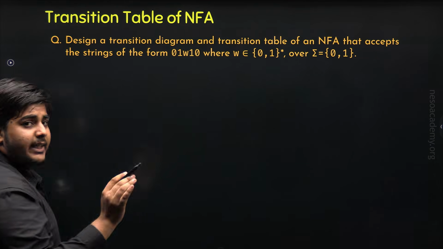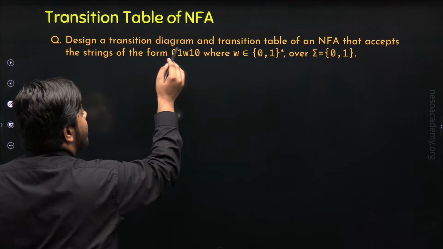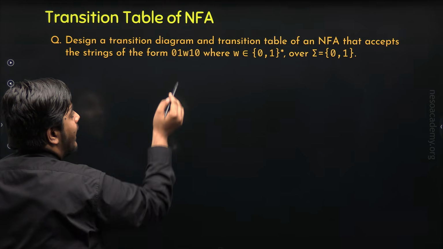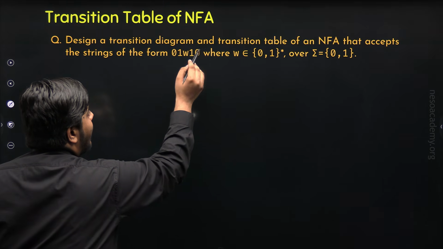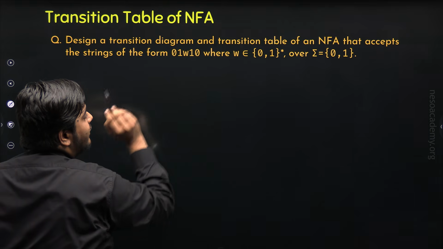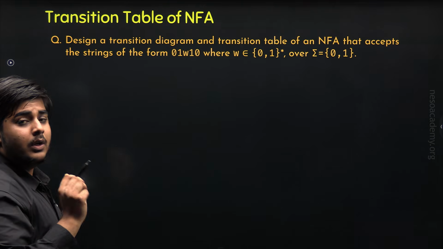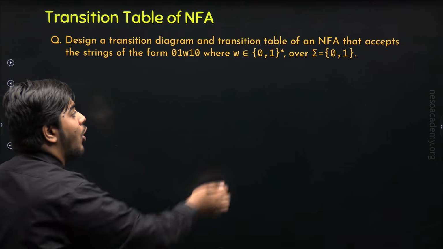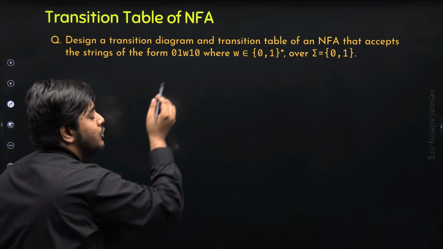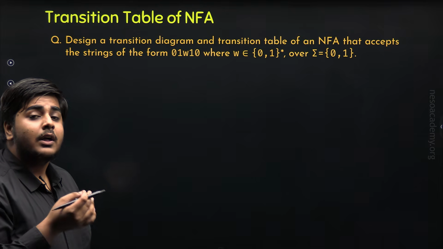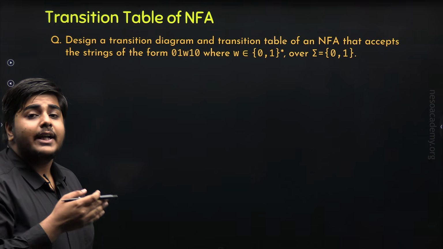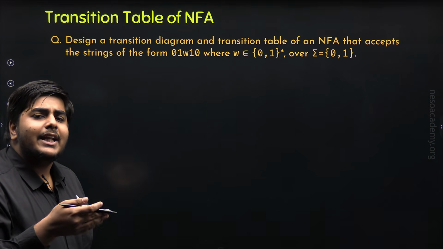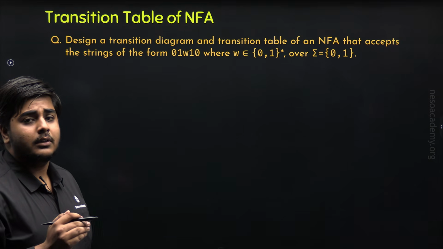01W10, which means your string should have 01 in the beginning, 10 at the end, and in between 01 and 10, you should have W. Now what is W? W is just a substring which is any combination of 0 and 1. So W can be a single 0, W can be a single 1, it can be multiple zeros or multiple ones, or it can be any combination of 0 or 1.